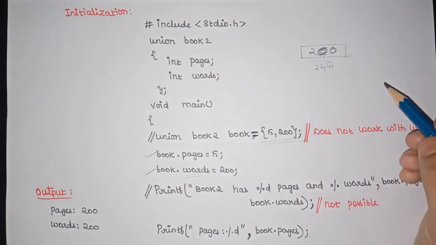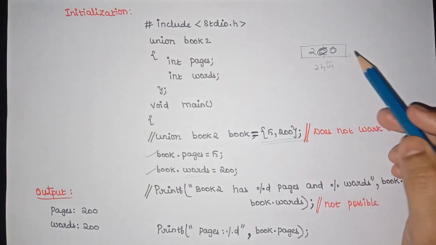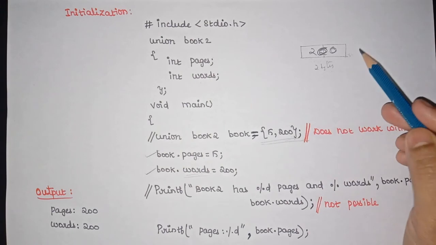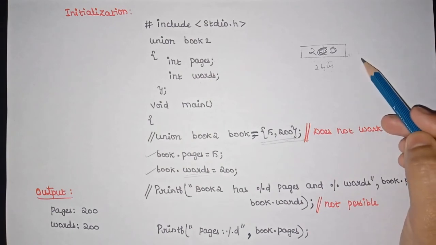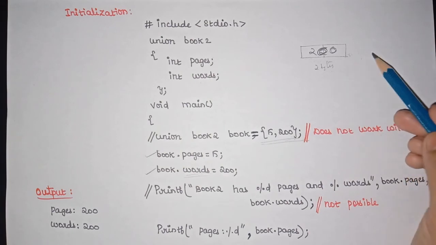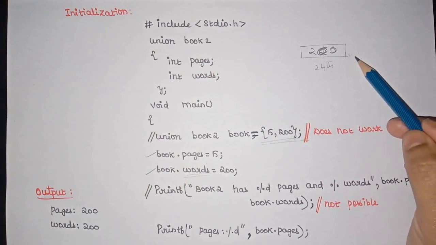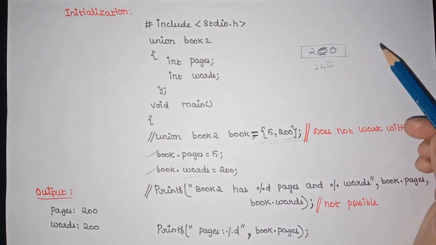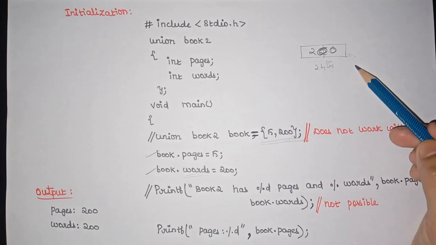So this is the problem we have when we are using a union. The previous value will get deleted. If you want to refer to the previous value, it will not be there in the memory location. It will be updated with the new value.